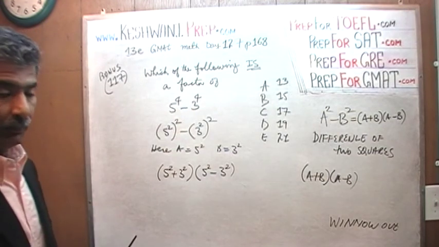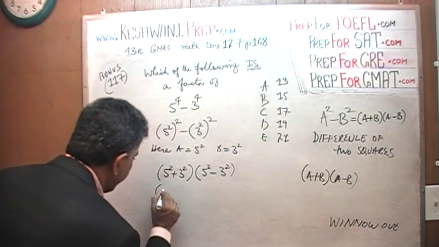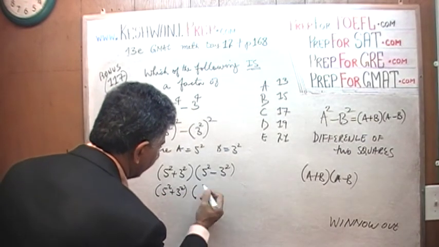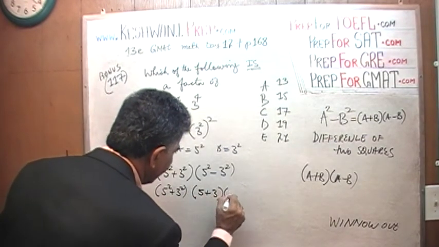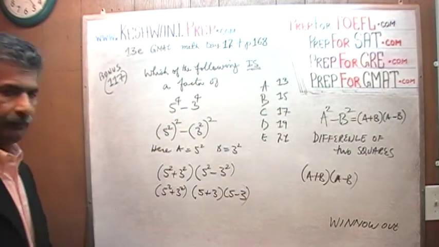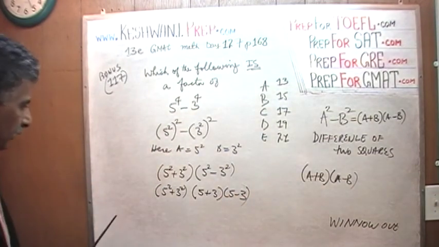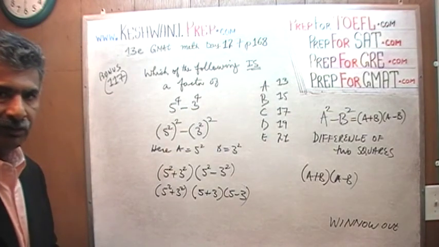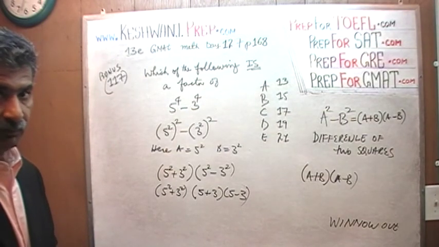We can go one more round. This 5 squared minus 3 squared can be written as 5 plus 3 and then 5 minus 3. Let's find out what those things are, okay? 5 squared is 25, 25 plus 9 is 25 plus 10 is 35, so it must be 34.